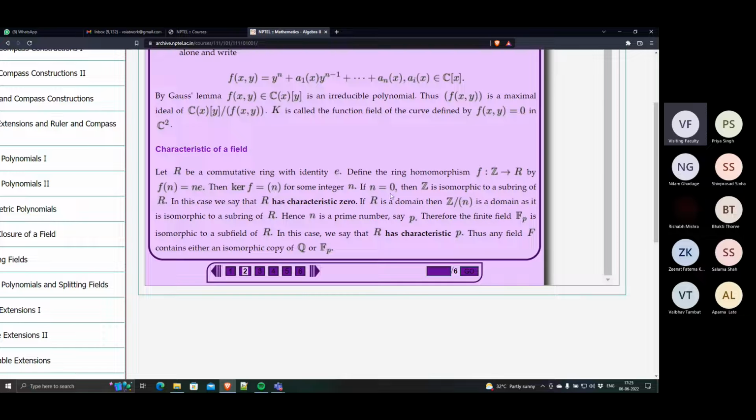If n is equal to 0, then the kernel is the zero kernel. So Z is isomorphic to a subring of R. Because kernel is 0 means f is an injective function. So Z injects into R, so it is isomorphic to a subring of R. Then we say R has characteristic 0.